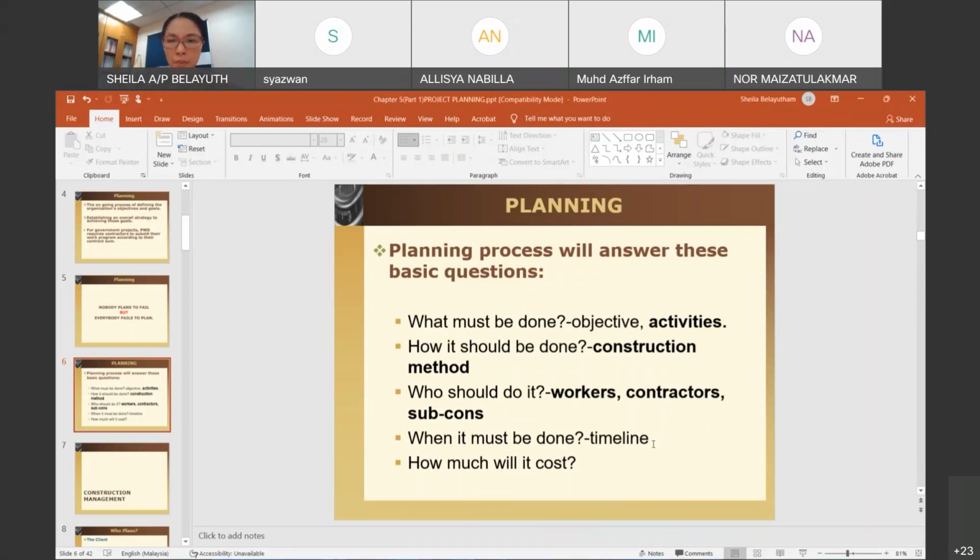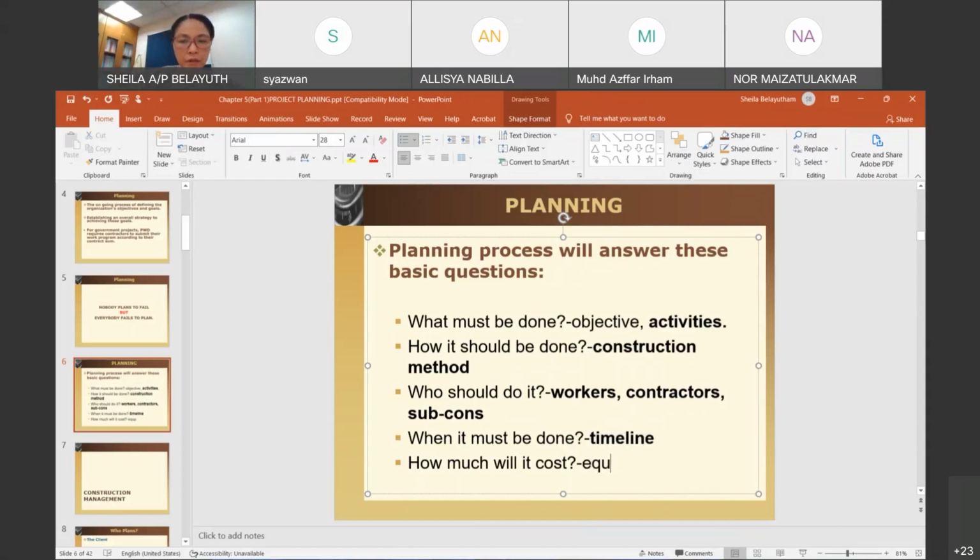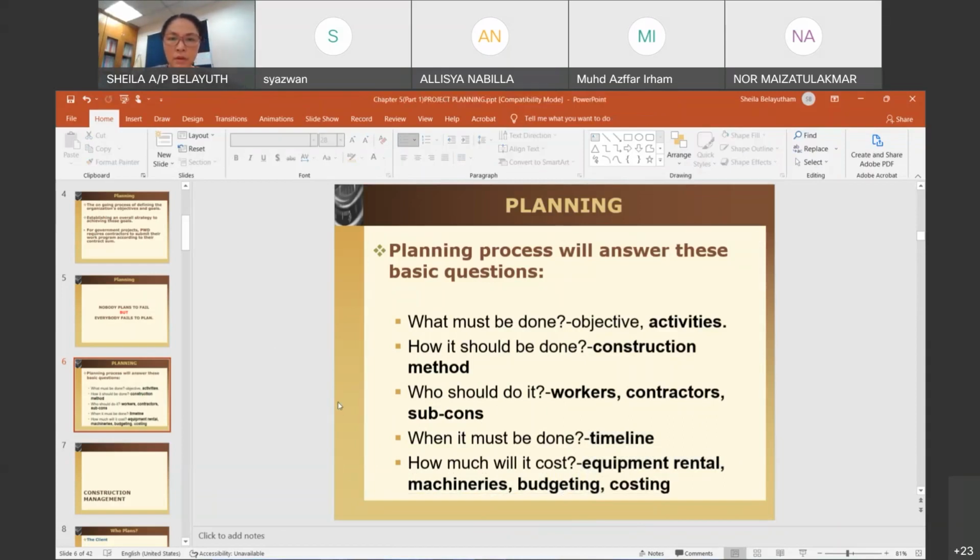Okay, so when it must be done, bila is your timeline. Okay, how much will it cost? Costing lah. Okay, so how much will it cost? Basically, the rental of equipment, machineries. Okay, so basically budgeting for each of the activity tu. Okay, so you come up with costing. Budgeting, costing. Okay.